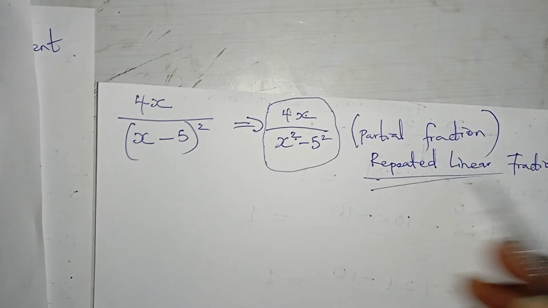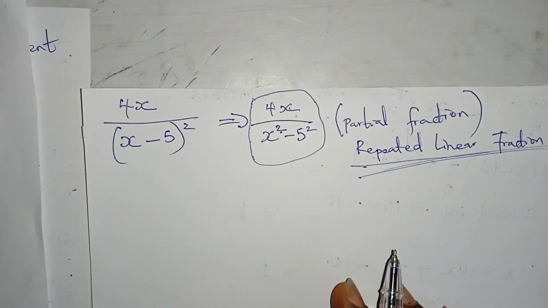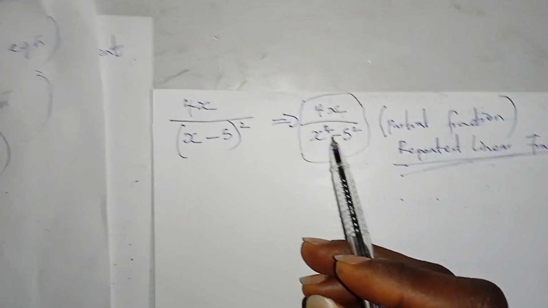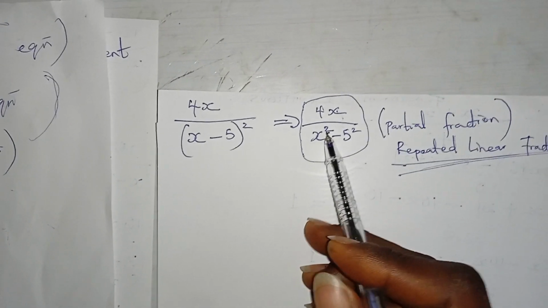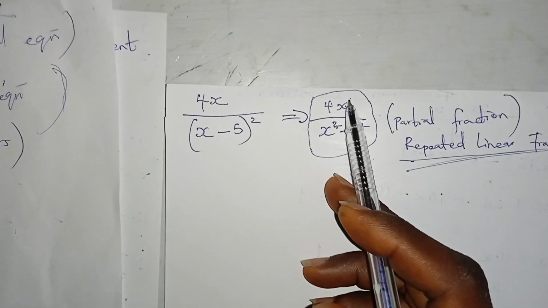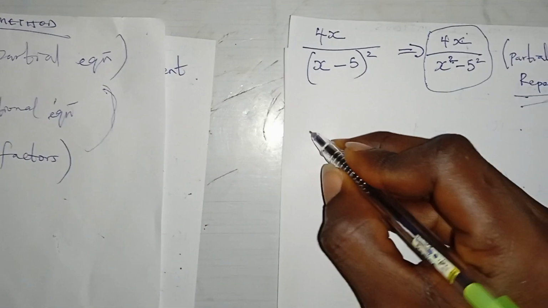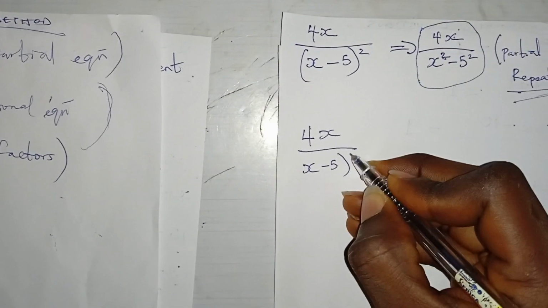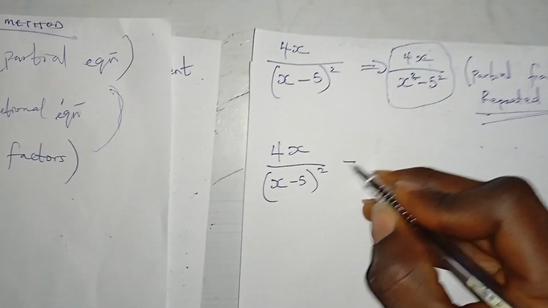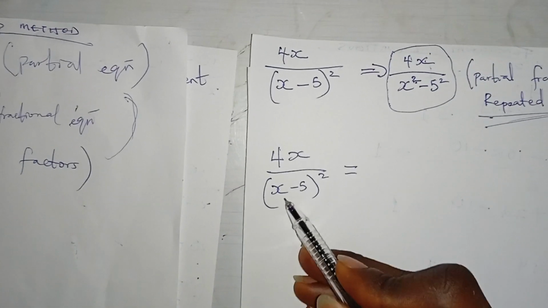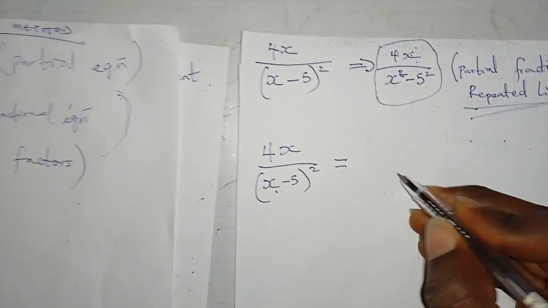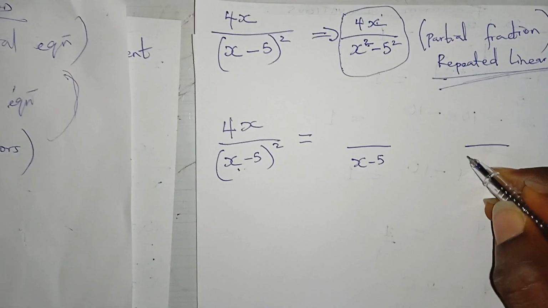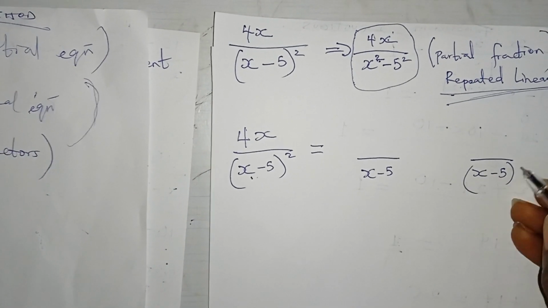So it's a repeated linear fraction. To solve this now, let's go back to this approach. I use this to show you that it's a partial fraction because the power of x in the numerator is 1, while the one down here is 2. So to solve this, I have 4x all over (x minus 5) square equals, now since this is repeated, this is the same as x minus 5, x minus 5 square.